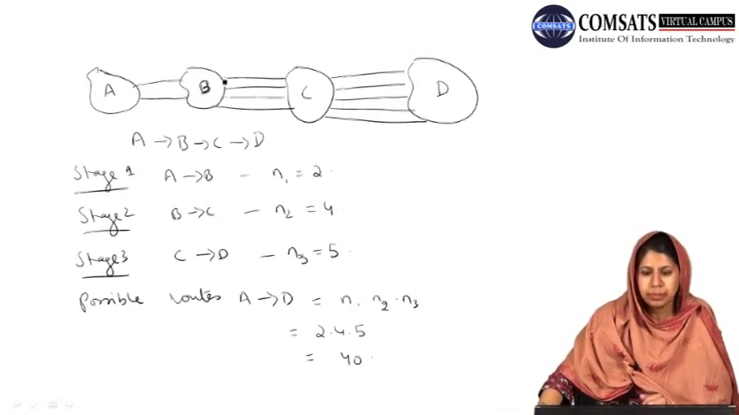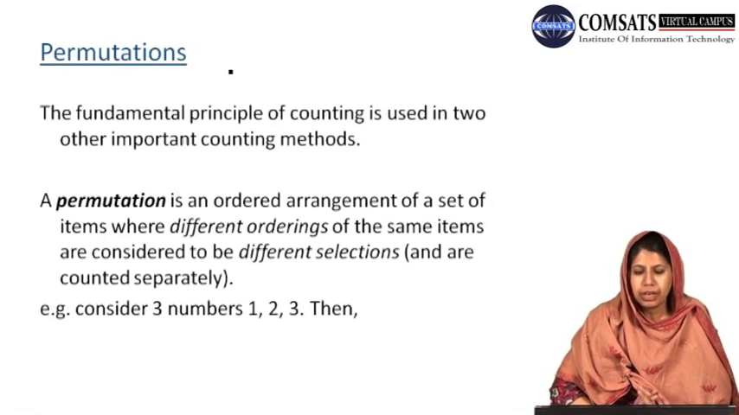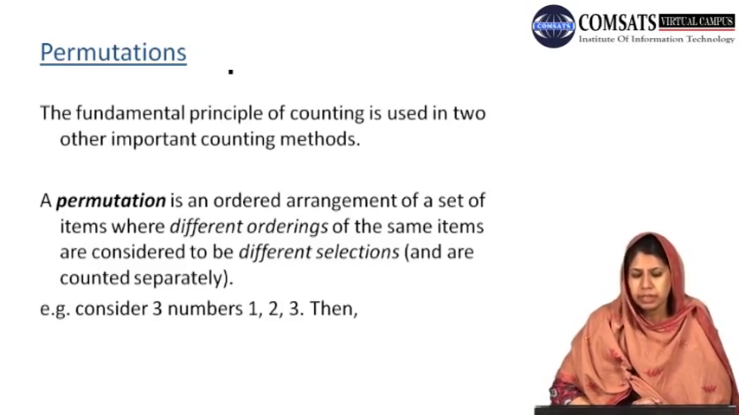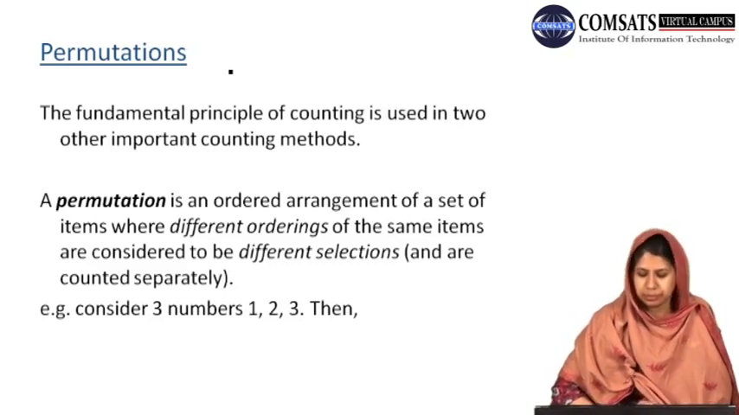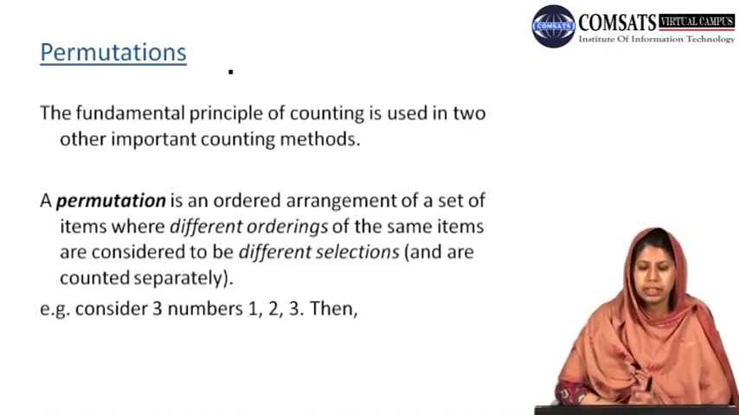Using this counting principle, we define one method which is called the permutation. The fundamental principle of counting is used in two other important counting methods. The first important counting method is the permutation. A permutation is an ordered arrangement of a set of items where different orderings of the same items are considered to be different selections and are counted separately. What do we mean by this definition of permutation? That is, permutation is nothing but an ordered arrangement of a set of items.